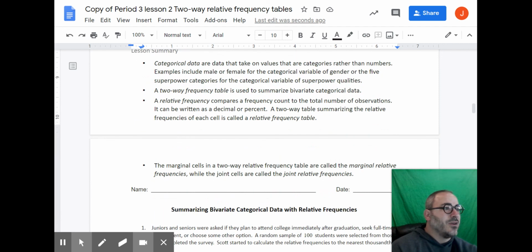So to summarize, categorical data is data that can take on values that are categories rather than numbers. Examples include male or female for the categorical variable of gender, or 5 superpower categories for the categorical variable of superpower qualities. A two-way frequency table is used to summarize bivariate categorical data. A relative frequency table compares the frequency count to the total number of observations and can be written as a decimal or percent. A two-way table summarizing relative frequencies of each cell is called a relative frequency table.